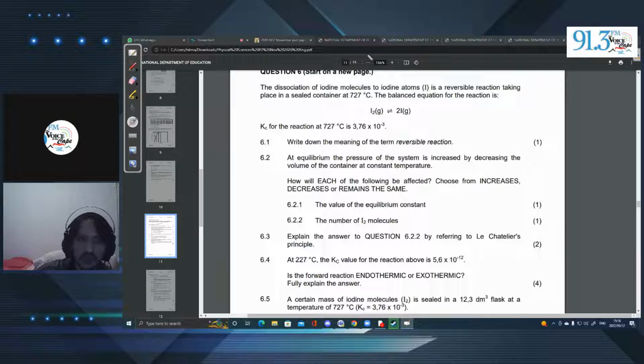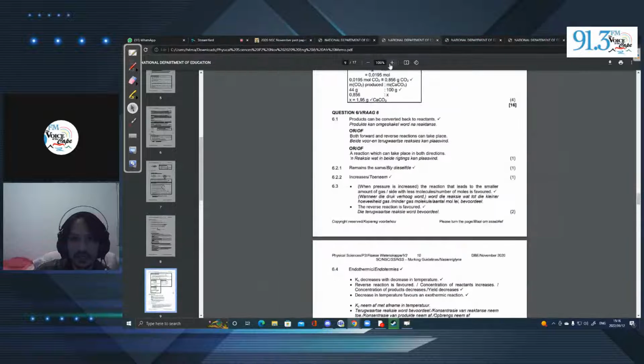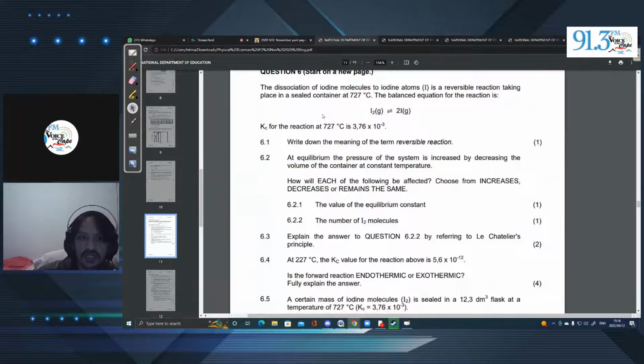Now, what do they say in the memo with regards to Le Chatelier's principle? They say, when the pressure is increased, the reaction that leads to the smaller amount of gas, or the side with fewer molecules or moles, is favored. And they say the reverse reaction is favored. Okay? So that is essentially what we were speaking about when we drew those molecules and spoke about squeezing these atoms together. Yes, it's going to favor the side that has the lower number of molecules.